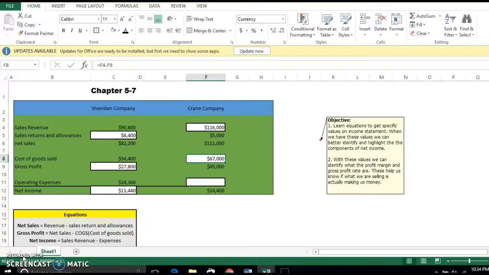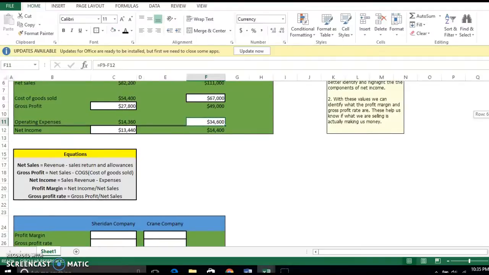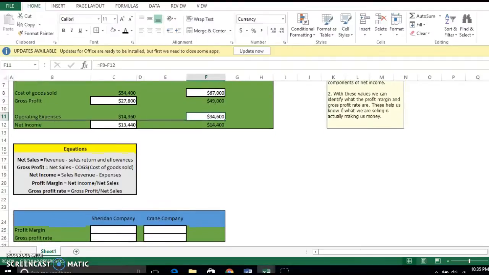And now all we need to do is find our operating expenses. And that should be easy since we have all of our information. We have all of our expenses calculated, and we have our sales revenue. So we just have to subtract our expenses from our sales revenue, and that gives us a total of 34,600.